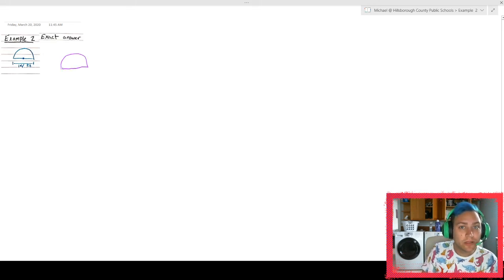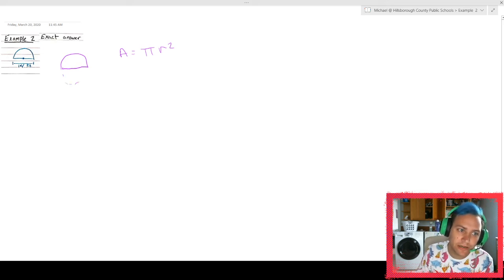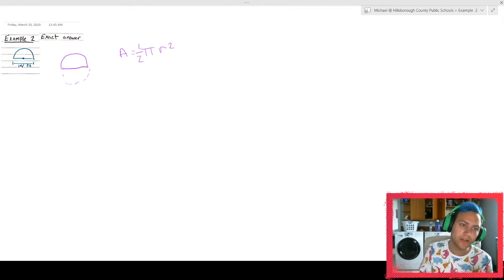Well, we know the formula for area of a circle is area equals pi r squared. Now that gives me the whole circle though. That's going to give me this part down here as well that I don't need. So if we're going to take that and make it just part of the circle, well, we're just going to multiply it by a half, or at the end divide by 2, getting rid of the extra half.